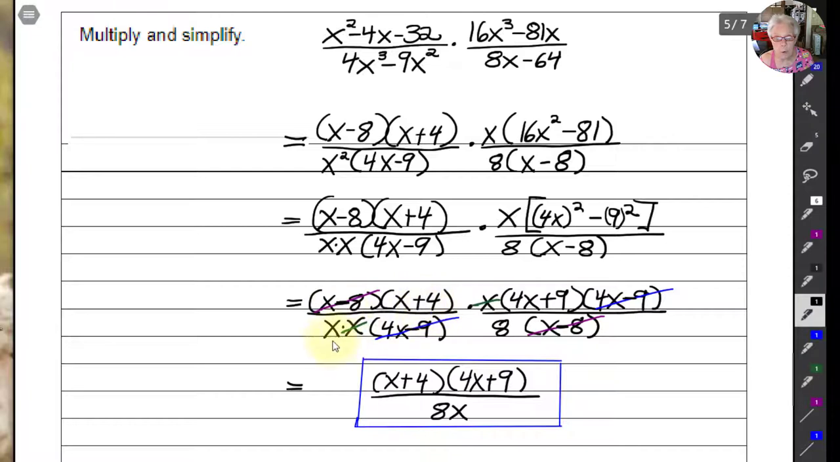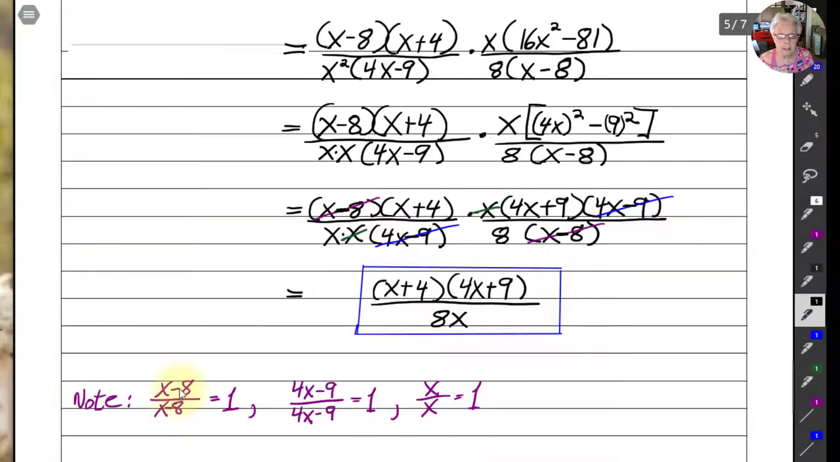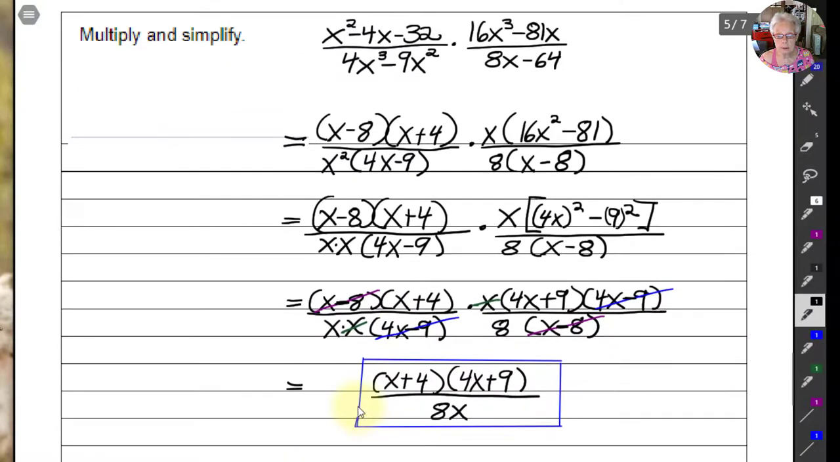This is what I have right now: x minus 8 times x plus 4 over x times 4x minus 9, times x times 4x plus 9 times 4x minus 9 over 8 times x minus 8. And now I start canceling. x minus 8 over x minus 8 is 1, so I can eliminate that. x over x is 1, so I can cancel. 4x minus 9 over 4x minus 9 is 1, so I can cancel. Therefore, what's left is x plus 4 times x plus 9 up top over x times 8, which is written 8x.